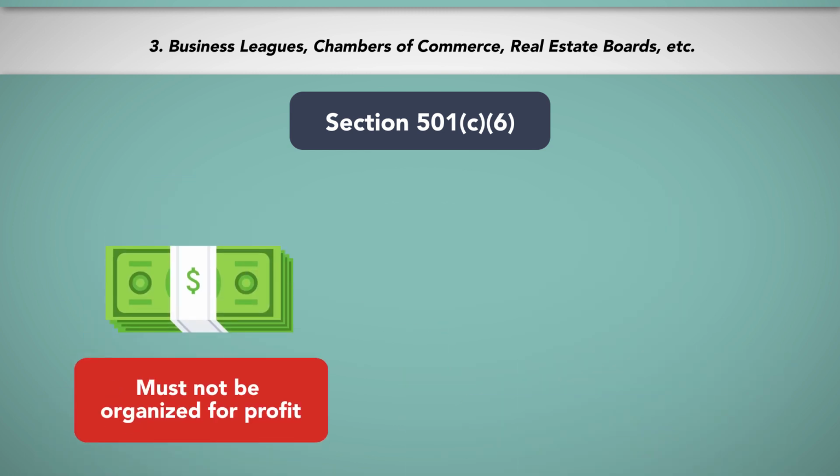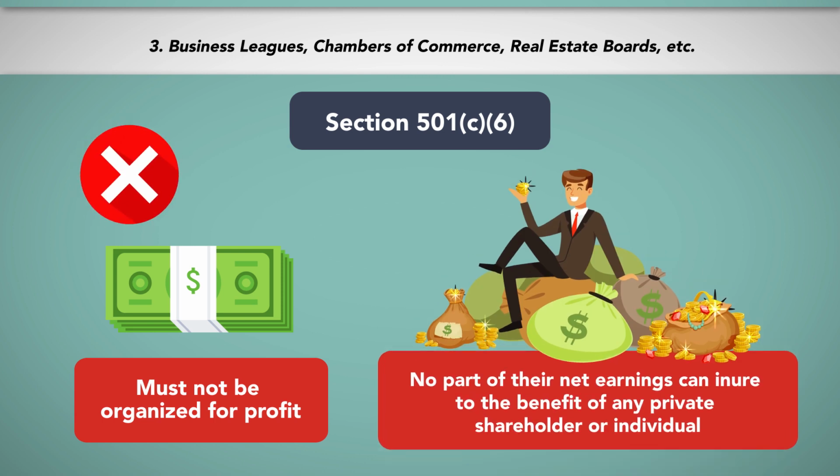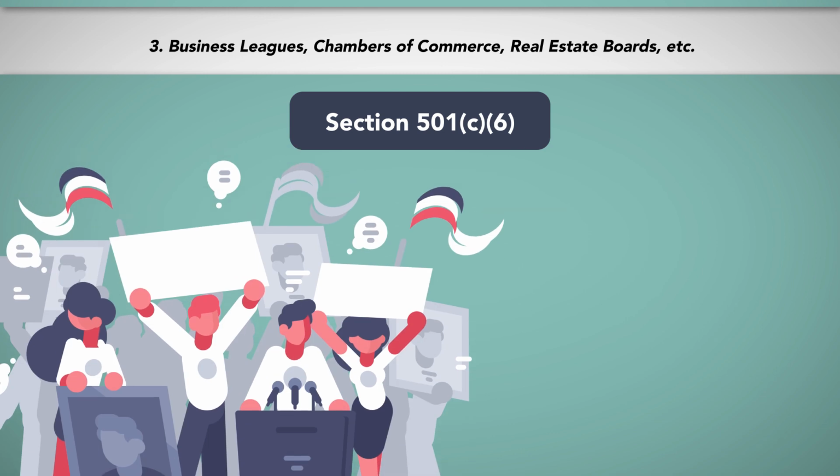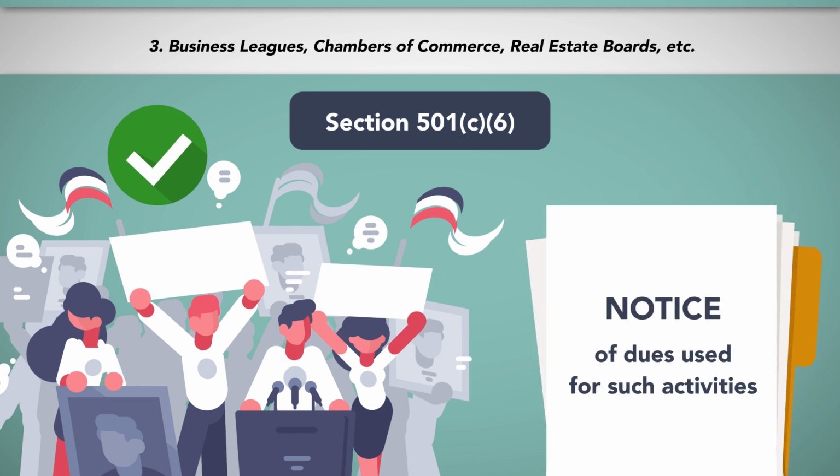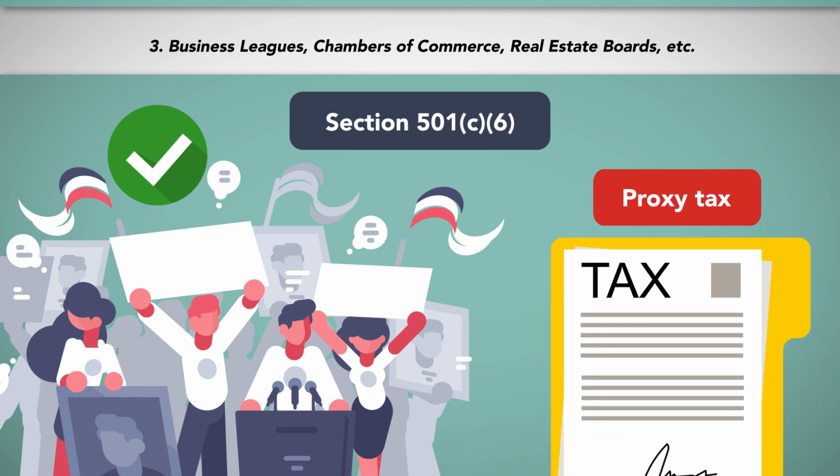Section 501c6 organizations must not be organized for profit, although their members may include for-profit businesses, and no part of their net earnings can inure to the benefit of any private shareholder or individual. The organizations may engage in political activity and lobbying that is germane to accomplishing its exempt purpose without jeopardizing its exemption. However, the organization is required to give members notice of dues used for such activities or be subject to a proxy tax on the amount of the expenditures.